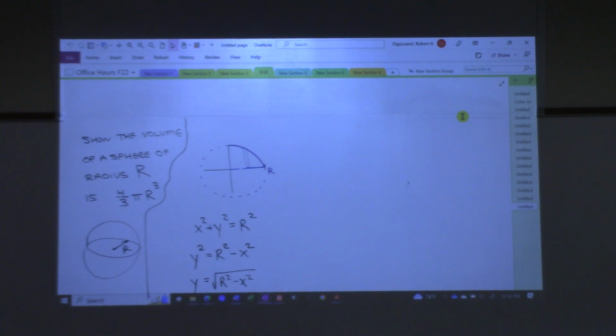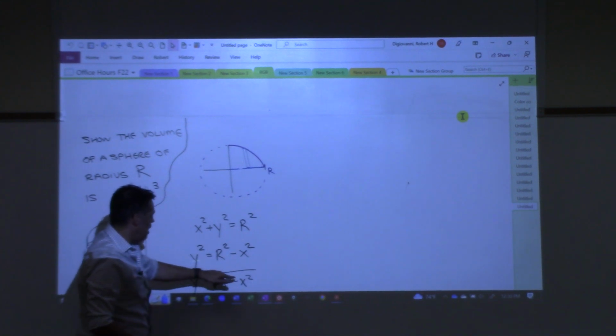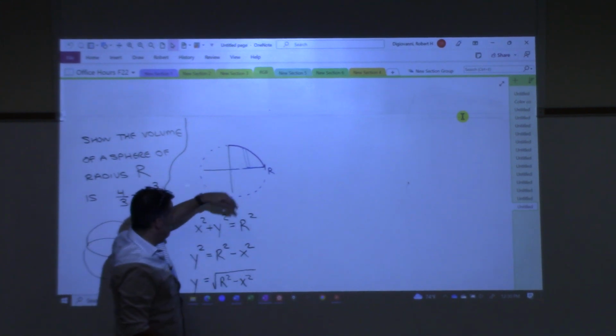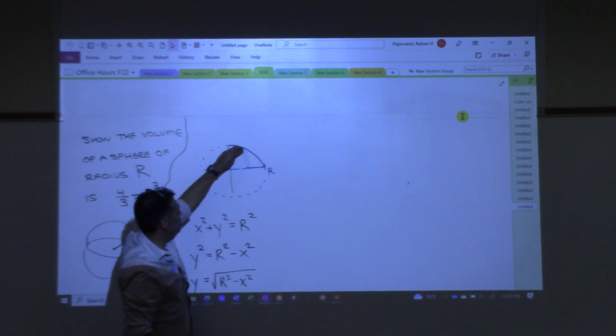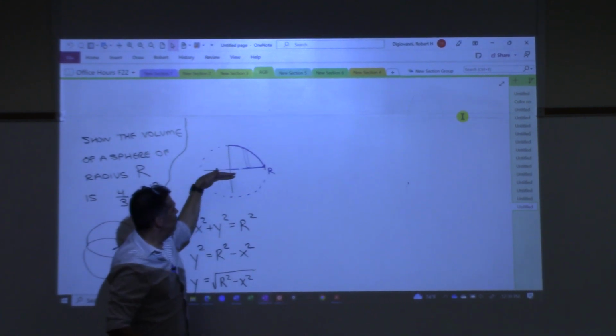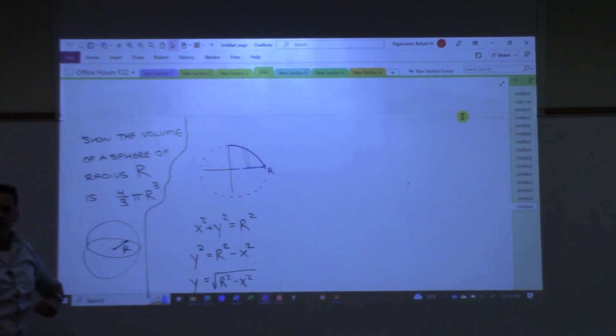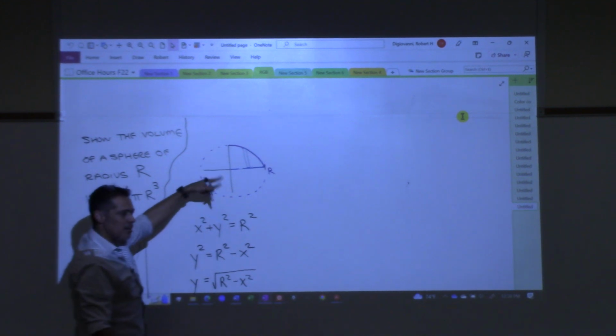All right. Does everyone buy this, that y equals the square root of capital R squared minus x squared is the formula for this function here on top? Yes? And the bottom is, what's that bottom function? Y equals 0. Okay. Let's wrap that around the x-axis.